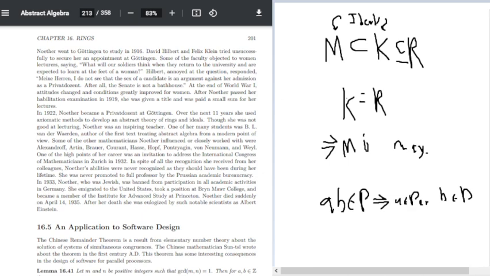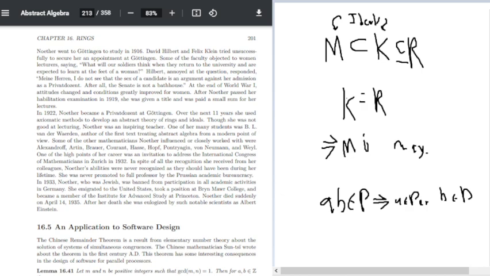Hilbert, annoyed at the question, reasonably responded, "Meine Herren, I do not see that the sex of a candidate is an argument against her admission as a Privatdozent. After all, the Senate is not a bathhouse." At the end of World War I, attitudes changed and conditions greatly improved for women. After Noether passed her habilitation examinations in 1919, she was given a title and was paid a small sum for her lectures. In 1922, Noether became a Privatdozent at Göttingen.